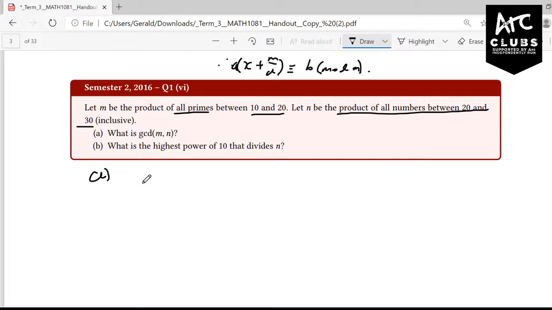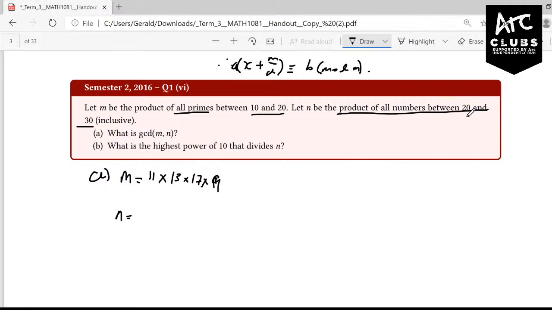So for part A, we want to just find the prime factorization of m. That's pretty easy because m is just a product of primes. So if you think about all of the primes in m, well, that's just 11, 13, well, 15 is composite, so 17 and 19. What about n? Well, let's just do it one by one.